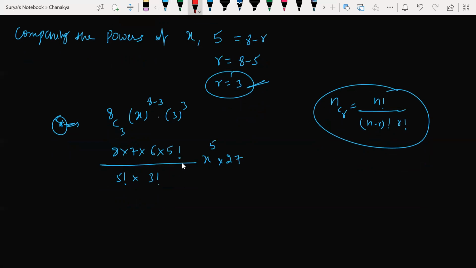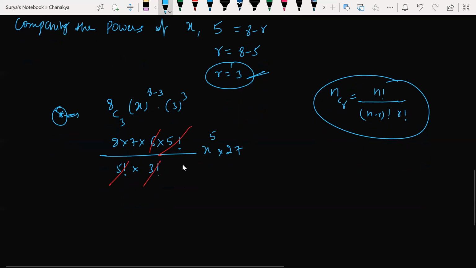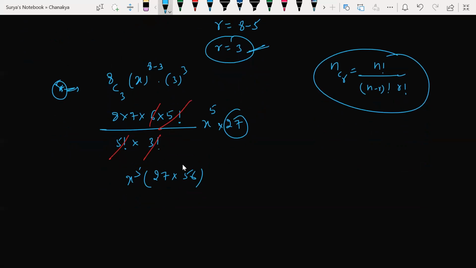So look at this now here. 5 factorial will get cancelled. 3 factorial is nothing but 6. So 3 factorial and 6 will get cancelled, x to the power of 5. So what is the constant I have? 27 into 56, correct?